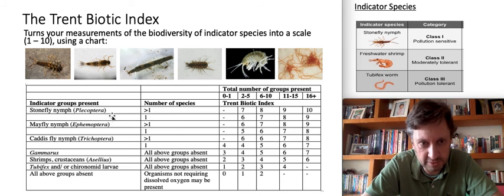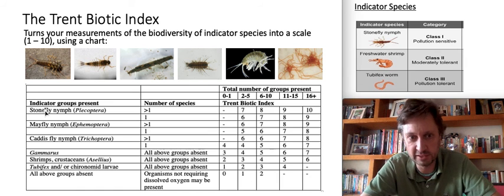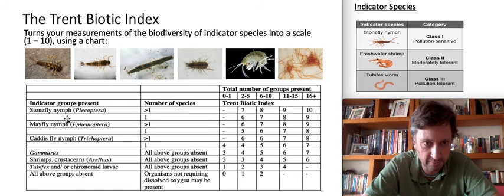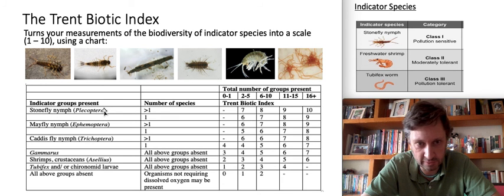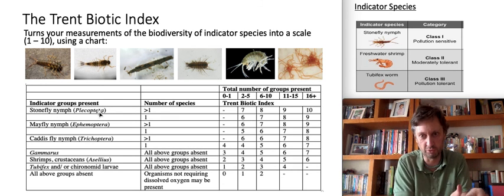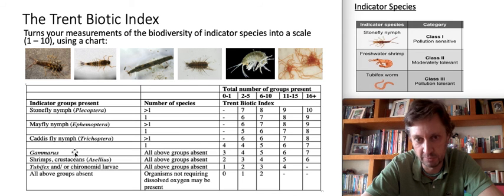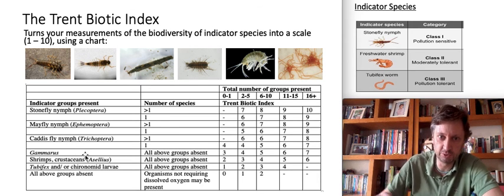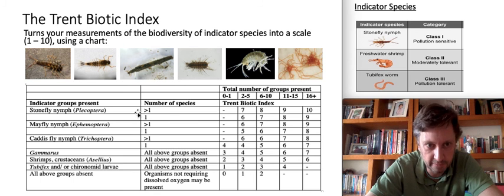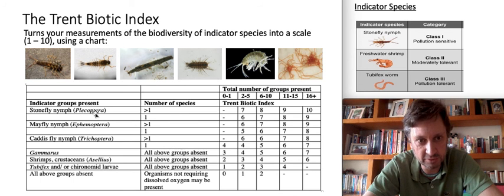So again, bearing in mind this is only a short version of the list, what you do is, first of all, you identify how many of these different groups in this left column you've identified. Stonefly nymphs represent one group. This is one genus. You might find more than one species within that group. Mayflies, caddisflies, and so on. You identify how many groups you found, and then you go to the next column. So, for example, if you found stonefly nymphs, and you've got more than one species, you already are in the top row.